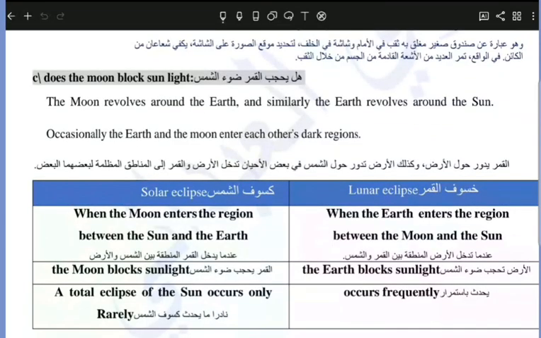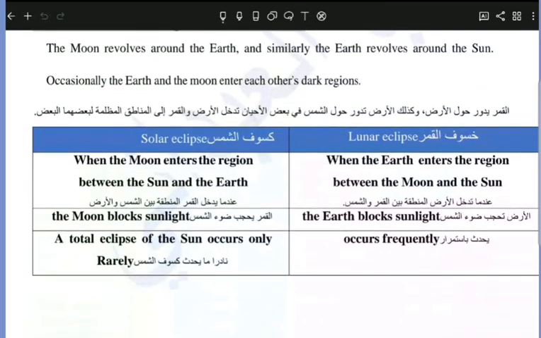Can you compare between a solar eclipse and a lunar eclipse? A solar eclipse is when the moon enters the region between the sun and the earth. The moon blocks sunlight. A total eclipse of the sun only occurs rarely. A lunar eclipse is when the Earth enters the region between the moon and the sun. The Earth blocks sunlight. It occurs frequently.